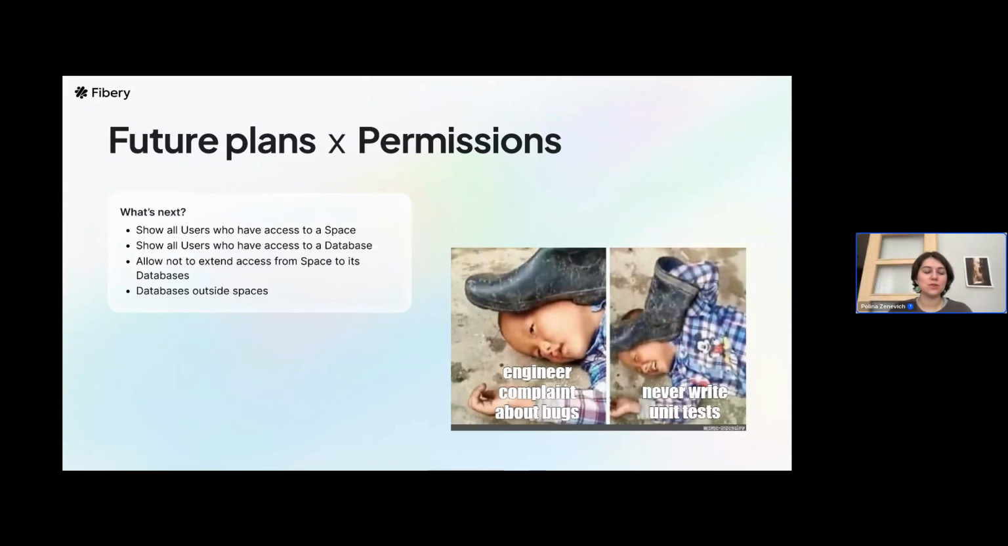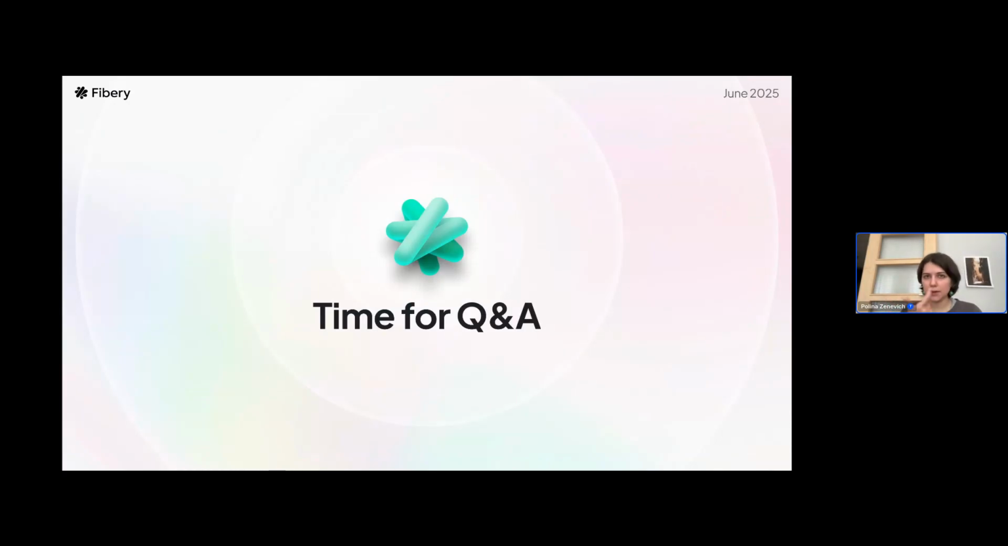We want to make it possible to show all users who have access to a space, show all users who have access to database, allow not to extend access from space to its databases and databases outside spaces. So I think it's pretty straightforward everything. Allow not to extend access from space to its databases. It's rather like default access to space is viewer, but this database you still can see. So something like this.